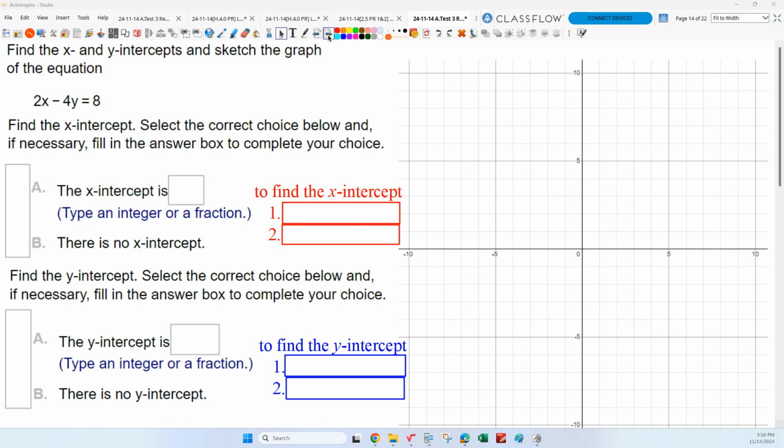Hey, what about one like this? They give us an equation, 2x minus 4y equals 8. What form is that equation in? Standard form, yep. ax plus by equals c, good. So now they want us to find the x and y intercepts and then use those to sketch the graph.